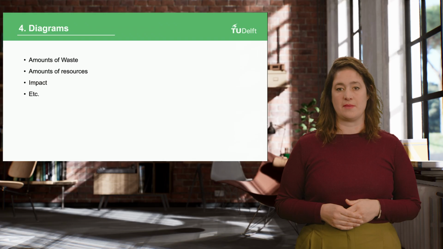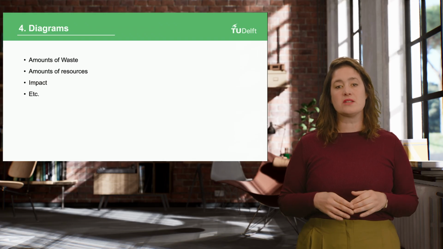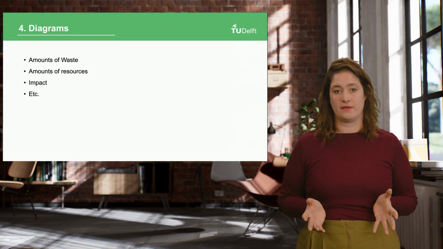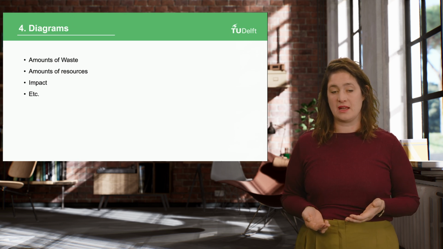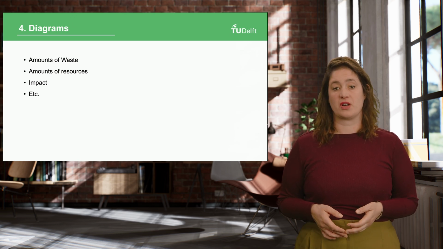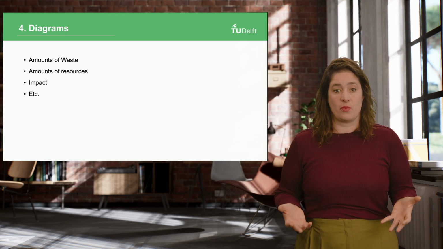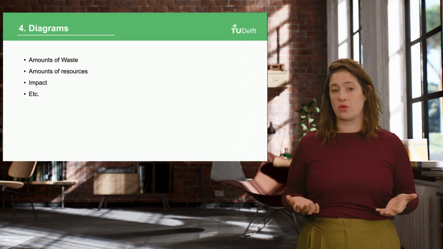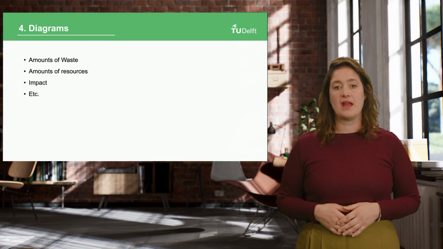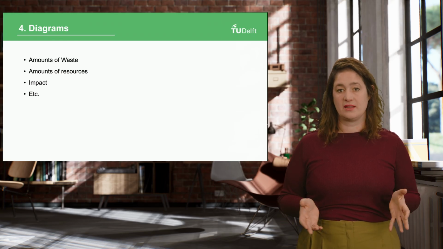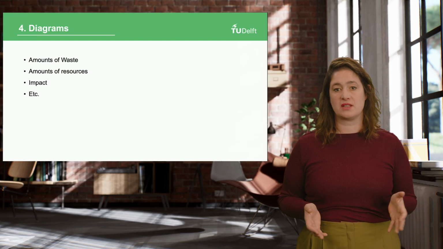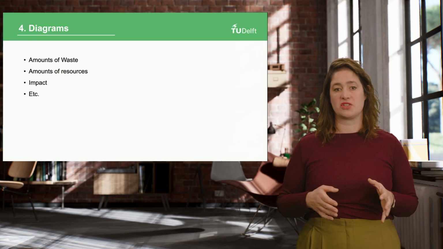Finally, there are diagrams, the fourth category. These are the most simple visuals of all. They convey numerical data or textual data in visual forms. For example, showing the amounts of waste, resource use, or impact. The lists here could be endless. However, these simple visualizations can still have a large impact in the story they tell.